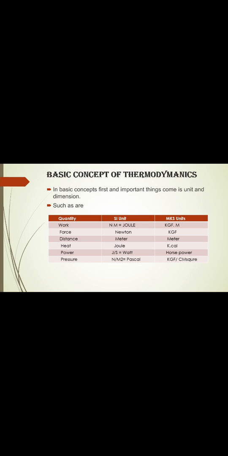The quantity force has SI unit Newton and MKS unit kgf. The quantity distance has SI unit meter, and the MKS unit is also meter. Heat has SI unit joule and MKS unit kilocalorie. The quantity power has SI unit joule per second, which equals watt, and MKS unit horsepower. As you know, 1 horsepower equals 746 watt.